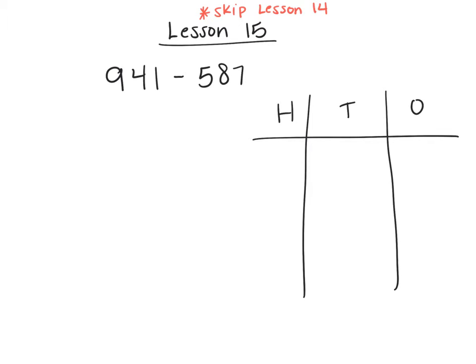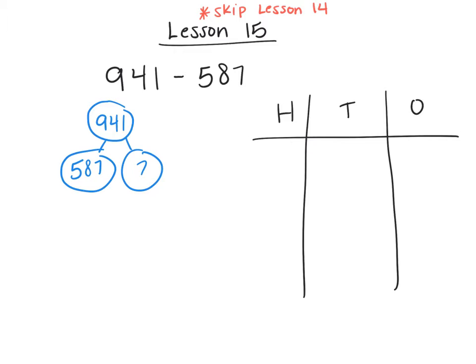Okay, so if we are looking at this problem, we see since it's a subtraction problem, we have a whole and a part. So just like with a number bond, we could show that 941 is the whole number, and then we have one part is 587, and we are missing the other part. So that's what we're going to be looking for.